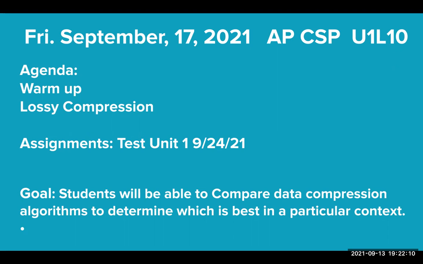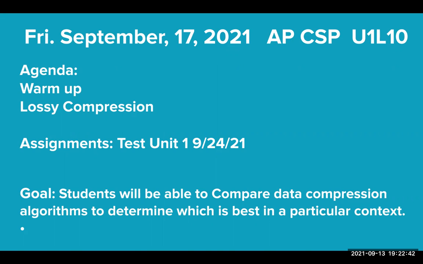So today is Friday, September 17th. This is AP CSP. We're going to be working in Unit 1, Lesson 10. We will have our warm-up in the presentation, and we are going to be looking at lossy compression today. We just did lossless compression, where we are not losing anything. You're sending your message and a library, your shortened message and a library to uncompress it. This time we're going to be doing lossy.